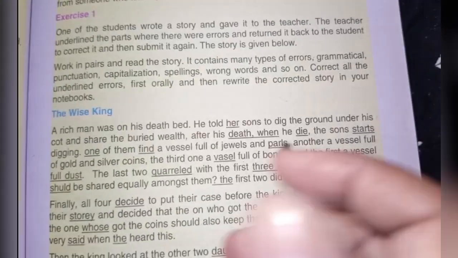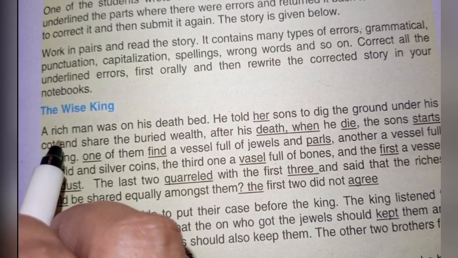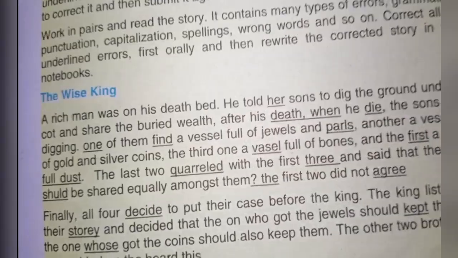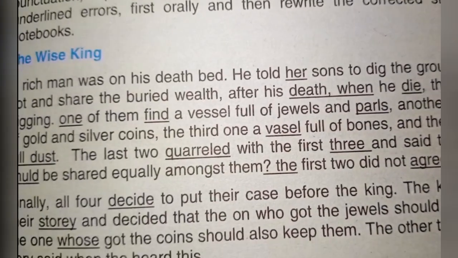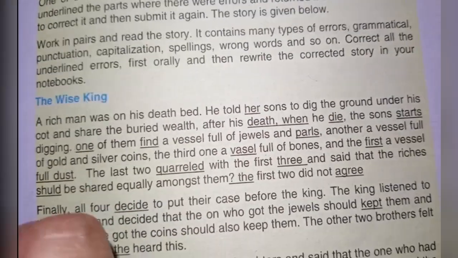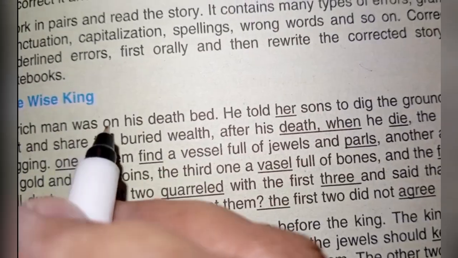Here you are looking at the paragraph. The paragraph name is The Wise King. One thing to remember is that the errors have been highlighted and underlined. You just have to read it, find the mistakes, and then correct them. So here: a rich man was on his deathbed.